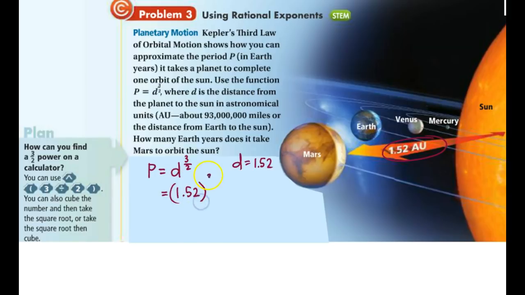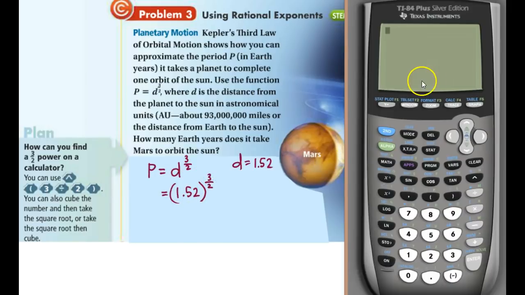So 1.52 raised to the 3/2 power. Now we're going to use the calculator to assist us in finding this approximate distance. So let's type in 1.52 and then caret for the exponent button and then 3/2. Enter. So rounding to 2 decimal places, that means we get 1.87 approximately.